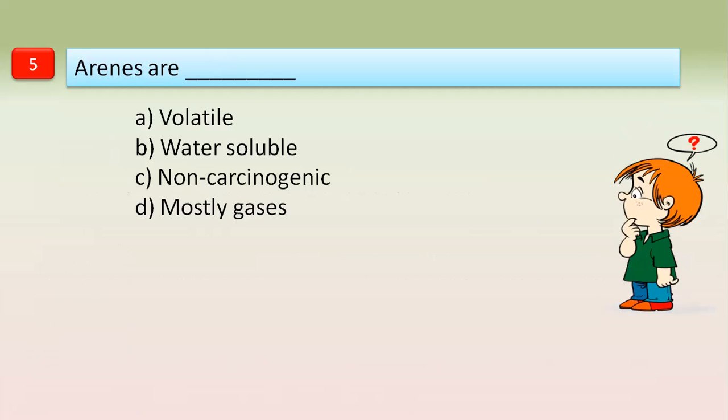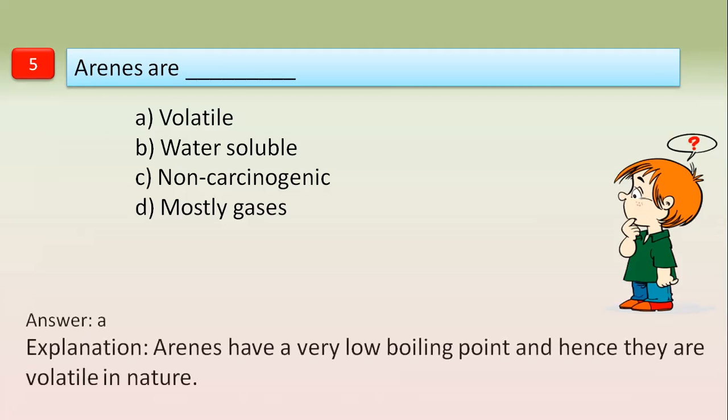Next question is: arenes are volatile, water soluble, non-carcinogenic, and mostly gases. Arenes means aromatic hydrocarbon, the benzene ring. This is also called arenes. So what we can say here, the correct option is option A, as these arenes have a very low boiling point and therefore they are volatile in nature.